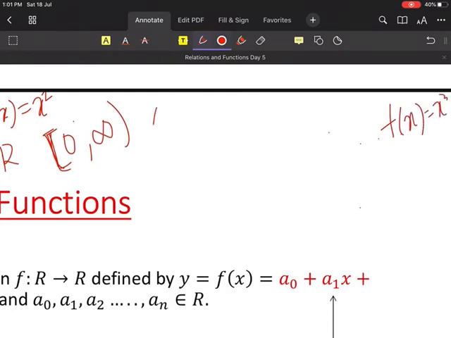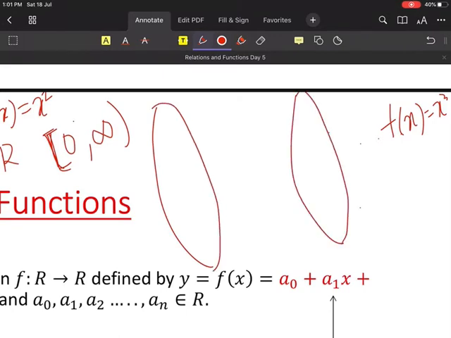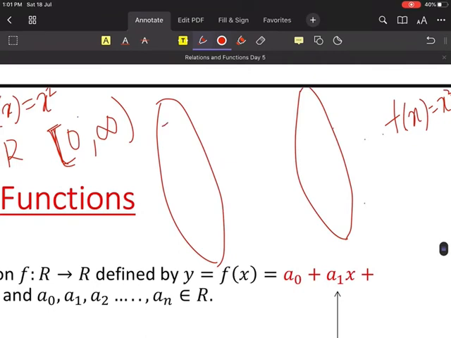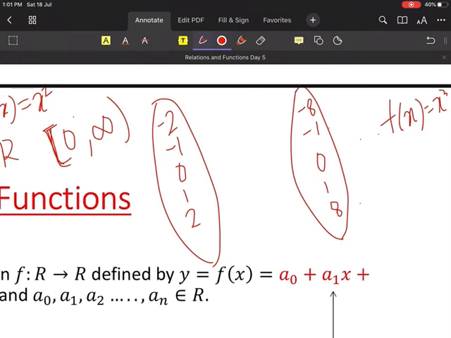Let's do f(x) equal to x cube. Let's do this one, then you will understand. f(x) equal to x cube. Let's see. -2, -1, 0, 1, 2, and -8, -1, 0, 1, 8. Look, there are many elements, just I'm not writing it.